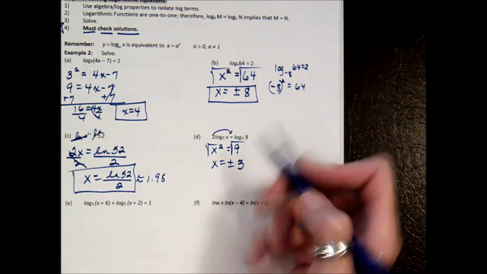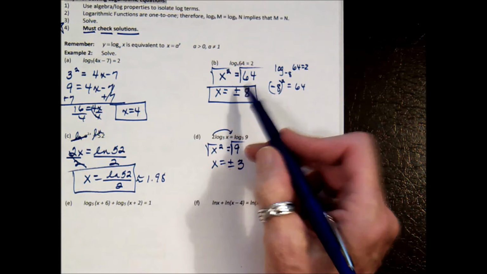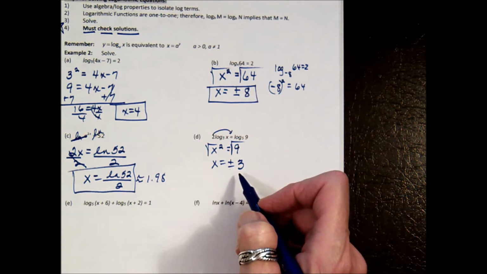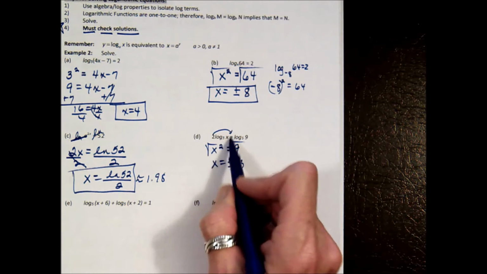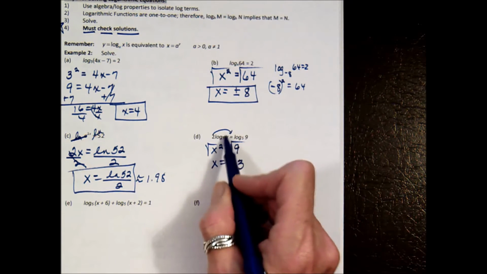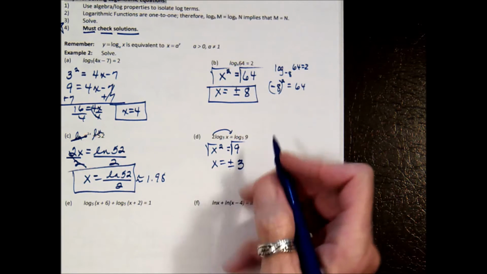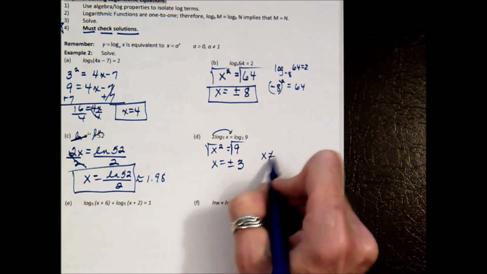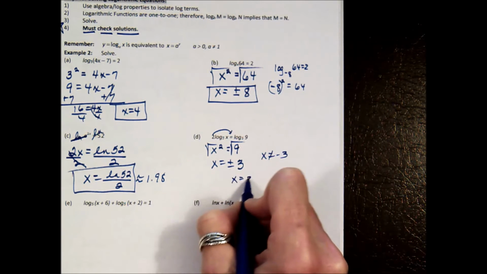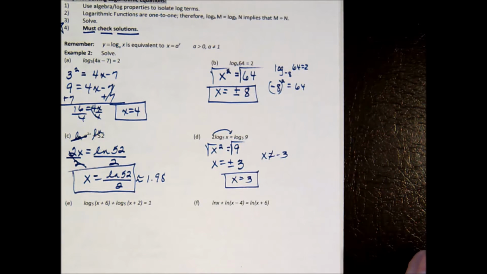But just like we did up here, let's check. Can I take the log? x here is my result. Can I have a negative result? I can't. So x cannot be negative 3. So all we have is x equals positive 3.